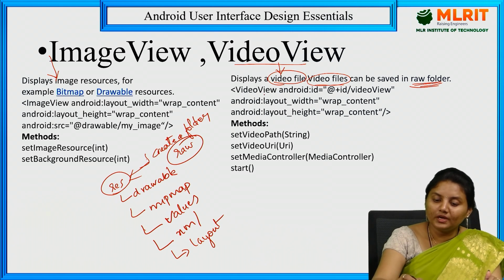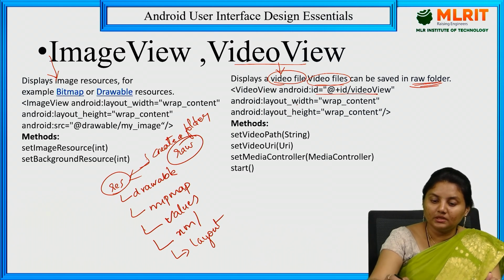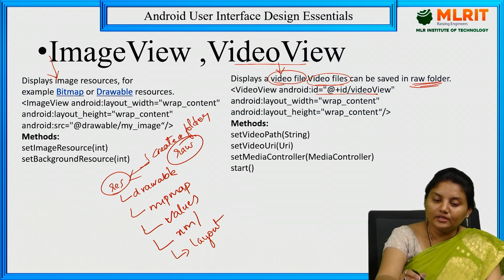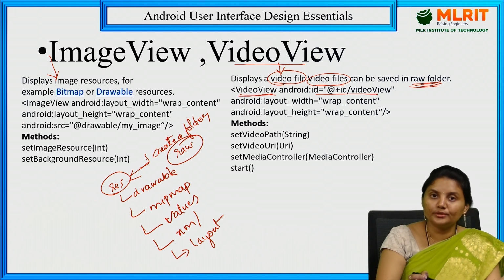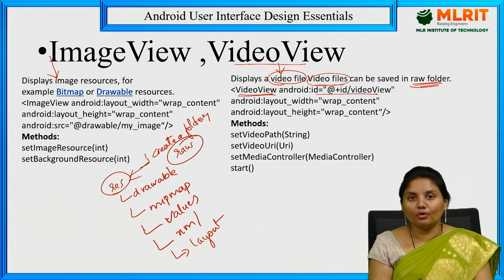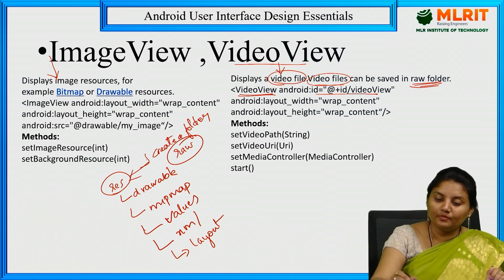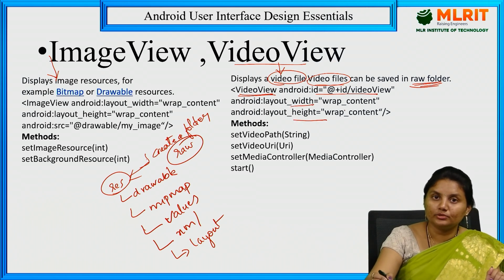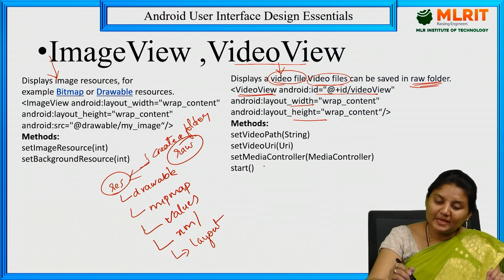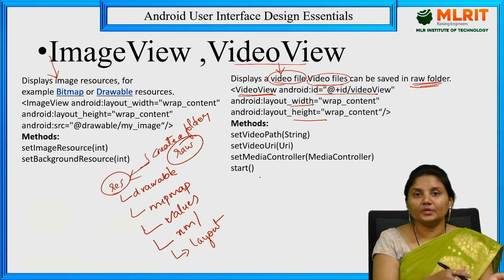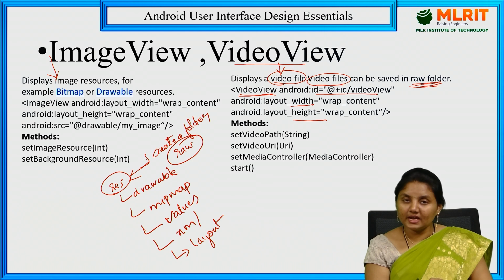Now the video file ID is given similarly to all the other components. Your video view is the component that is used to extract or store your video files in the activity and display them in the main activity. Layout width and layout height, these two are wrap content. Now, what are the methods that you use for writing the business logic in MainActivity.java?